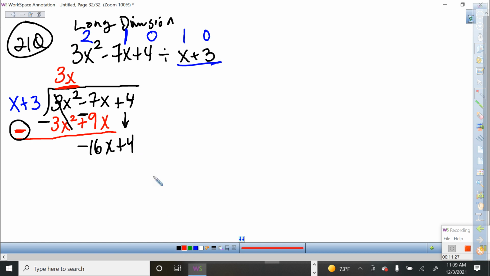And let's do it again. What number times x gives me negative 16x? Negative 16, yes. Negative 16 times x is negative 16x, and negative 16 times 3 is negative 48. We're going to subtract. So what do I do with that subtraction? I distribute. This becomes positive, this becomes positive, and these cancel. So we're left with 48 plus 4, that is 52, and that's a remainder.